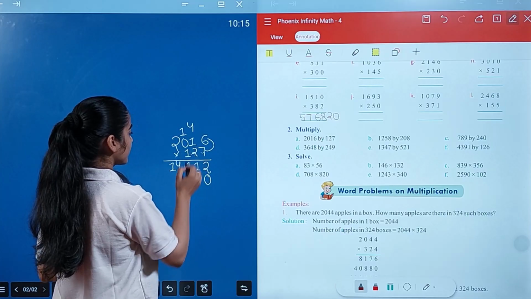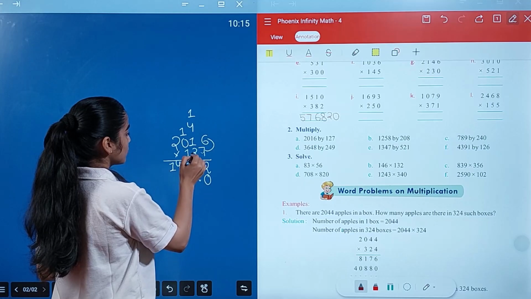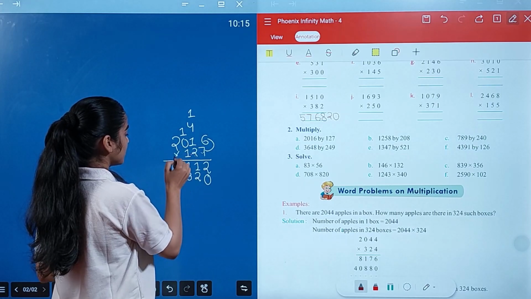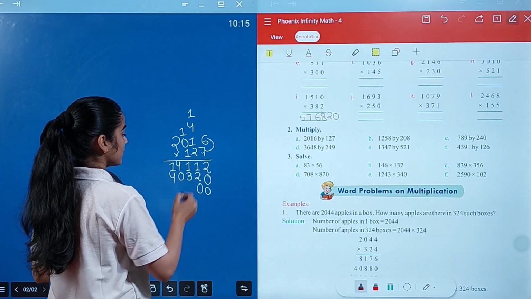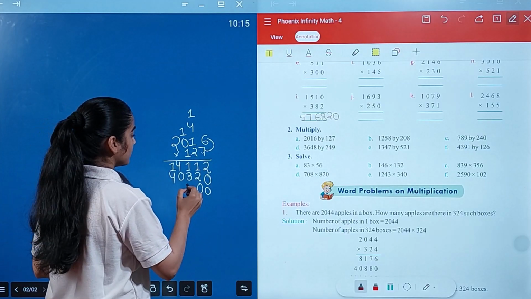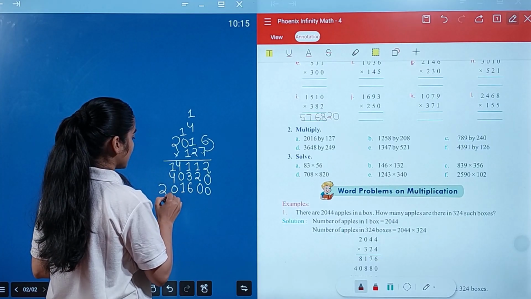1, 2, 2 ones are 2 plus 1 is 3. 2 multiplied by 0 is 0. 2 multiplied by 2 is 4. Then we have to write 2 zeros, and when we multiply 1 with any number, so we get the same number. So we just write it as it is.